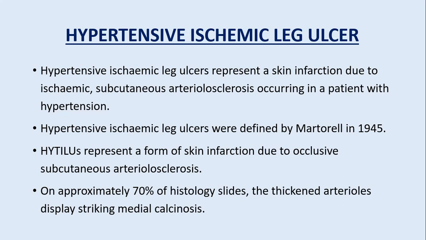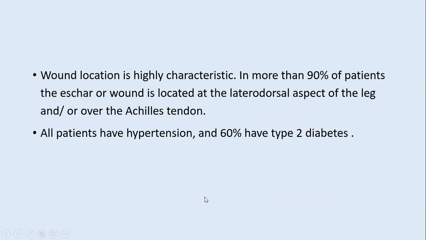Approximately 70% of histological slides of such cases reveal thickened arterioles displaying medial calcinosis. The wound location is also characteristic. In more than 90% of patients, the scar or wound is located at the laterodorsal aspect of the leg and over the Achilles tendon. Patients have hypertension, and 60% have type 2 diabetes.